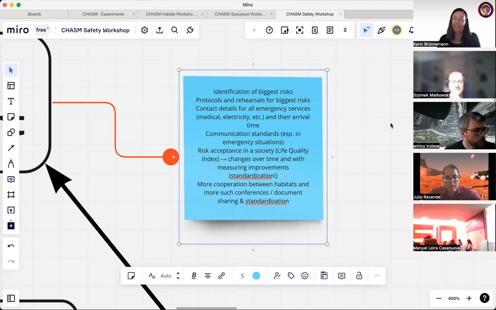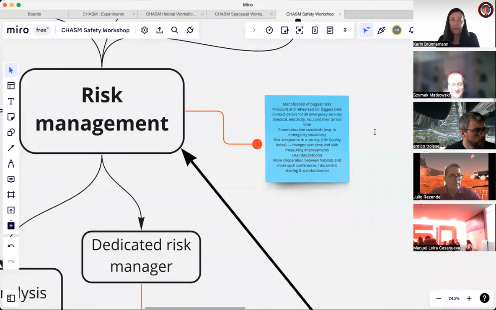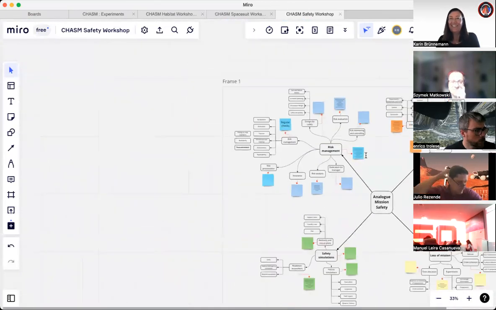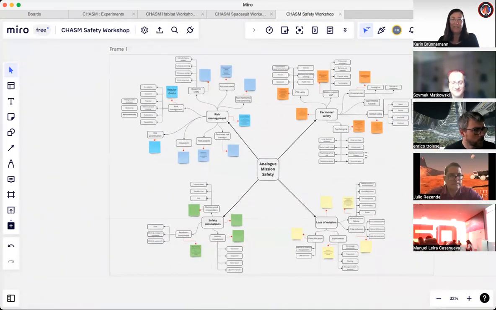Yeah. Anything else? We have 4 minutes left. Any last thoughts before we go into presentation mode? Thanks, Kushi, for posting the link to the Analog Astronaut Community.